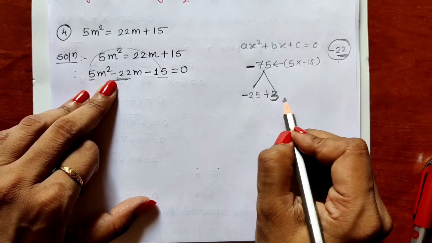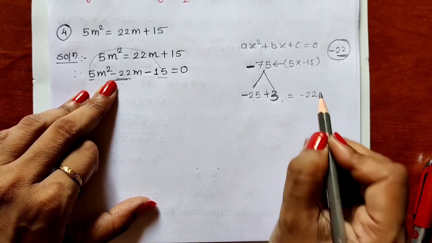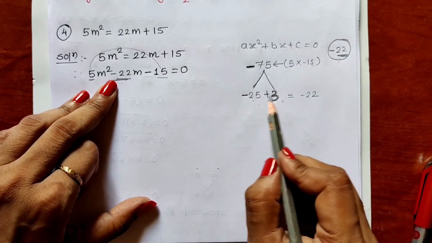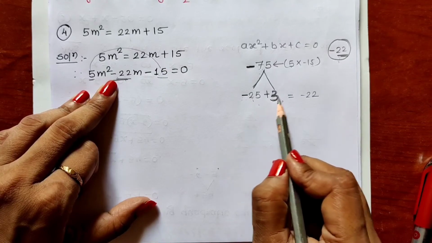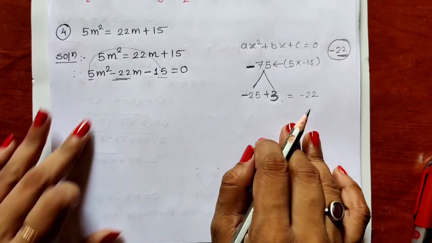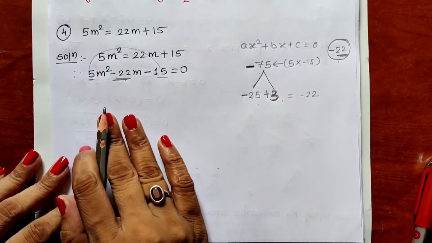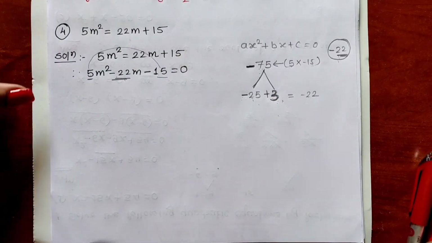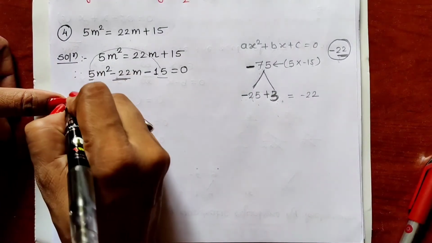So plus 25 minus 3 is minus 22, correct? Sign of the bigger number, plus minus will become minus. 25 minus 3 is 22. So in this way, always see that the factors should be written carefully. Now we will split the middle term and write the factors.